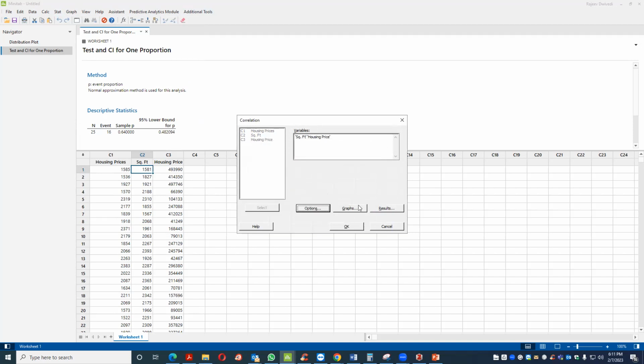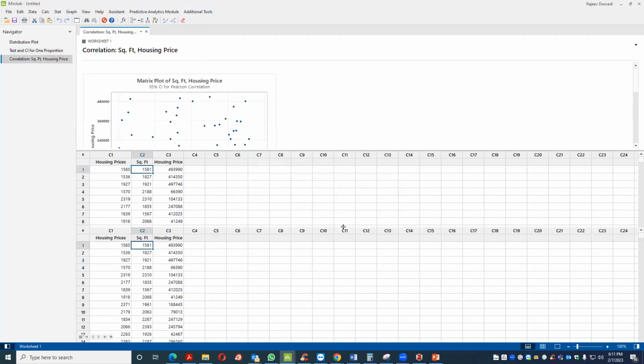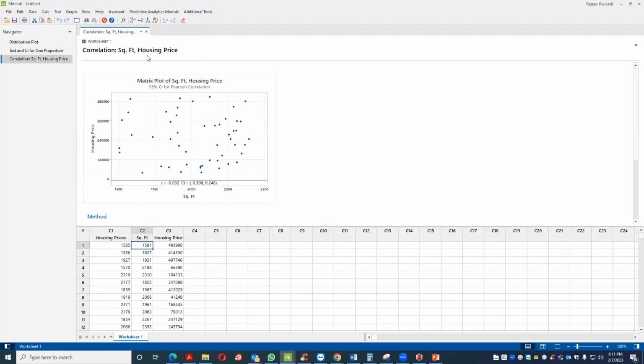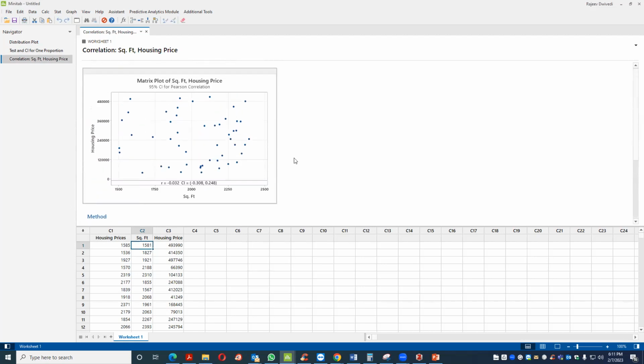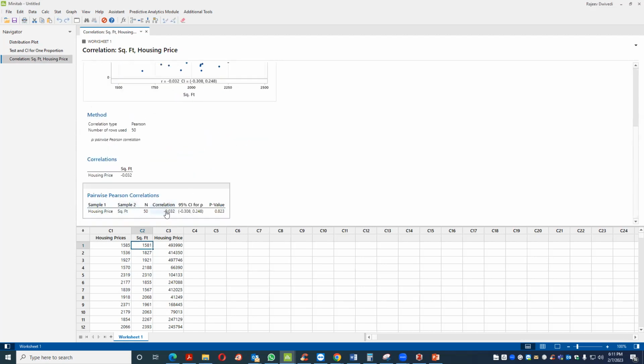Pearson, there are two methods, Pearson and Spearman. By default, we take Pearson. Now look into this. Basically, you can see this is the relationship that has come. You see the p-value is this, which means this relationship is not significant. You can say the correlation is minus 0.032. That means we can say there is no relationship.